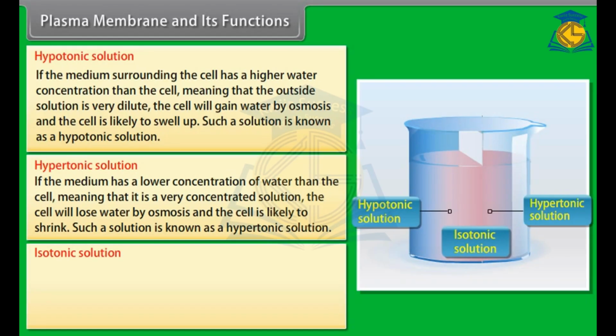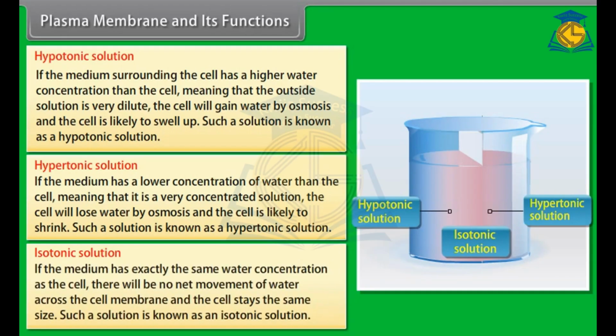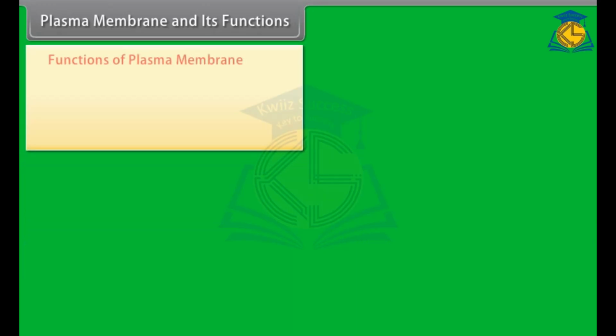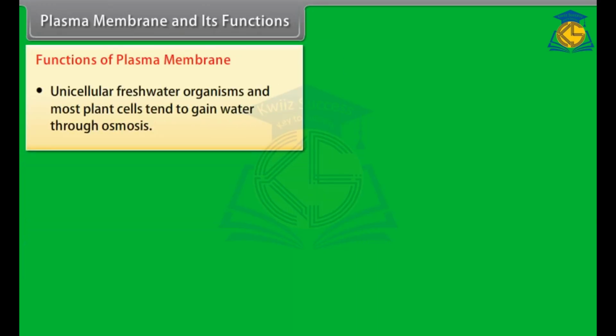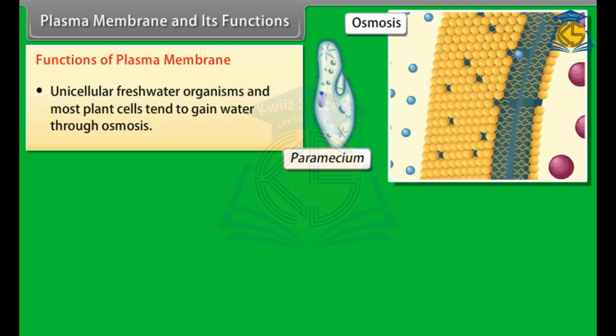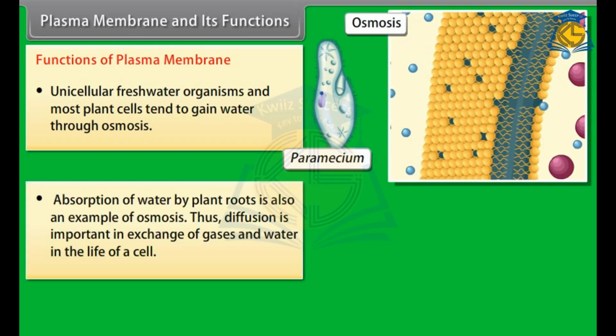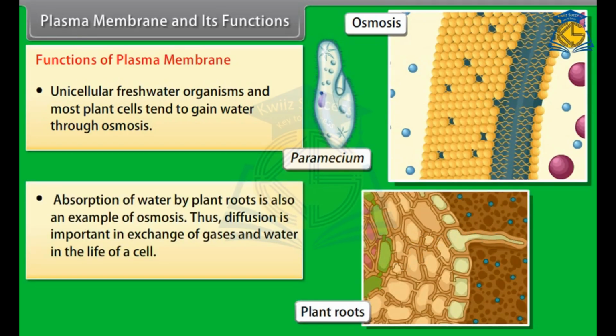Isotonic solution. If the medium has exactly the same water concentration as the cell, there will be no net movement of water across the cell membrane and the cell stays the same size. Such a solution is known as an isotonic solution. Functions of plasma membrane. Unicellular freshwater organisms and most plant cells tend to gain water through osmosis. Absorption of water by plant roots is also an example of osmosis. Thus, diffusion is important in exchange of gases and water in the life of a cell.